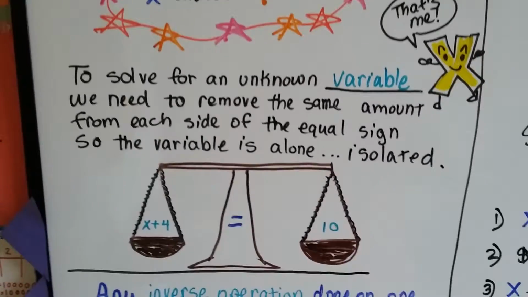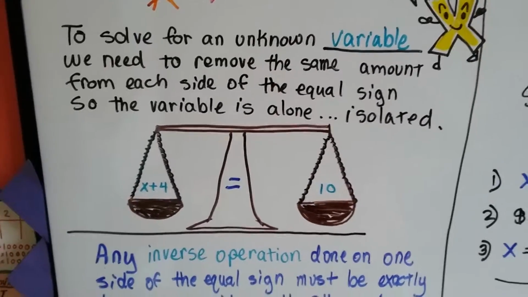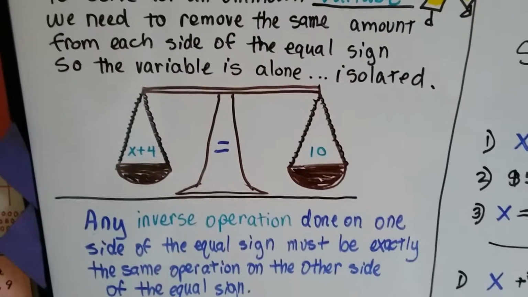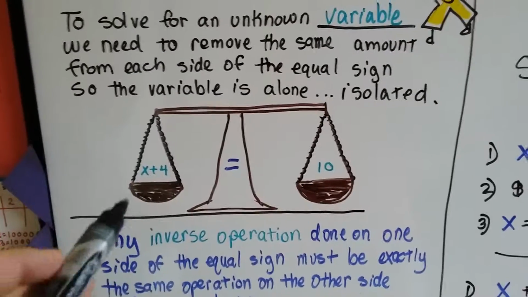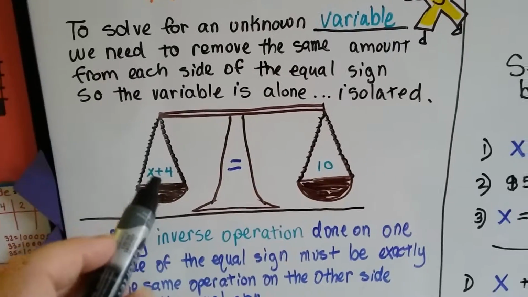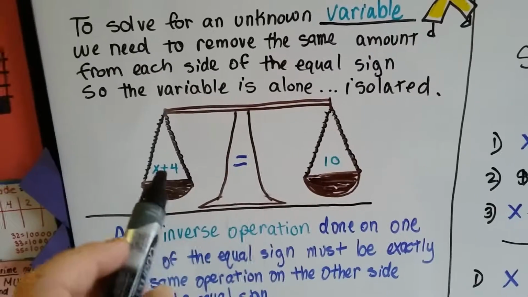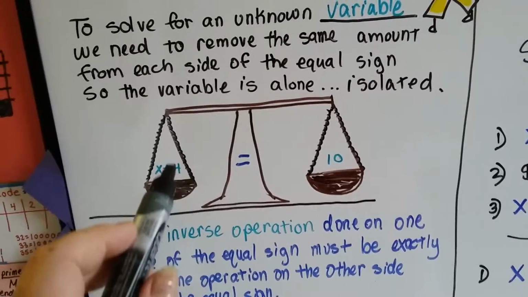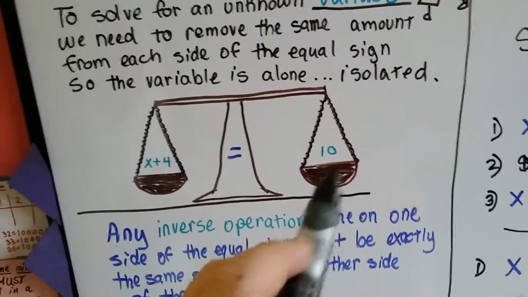So to solve for an unknown variable, we need to remove the same amount from each side of the equal sign. So the variable is alone, it's isolated. We want to think of it as a scale, and we want to keep the weight the same on each side of the equal sign, so it's balanced. If we have x plus 4 equals 10, we would solve by saying subtract 4 from each side, right? So that would leave us, because the positive 4 and the negative 4 would become 0 pairs, with x equals 6.